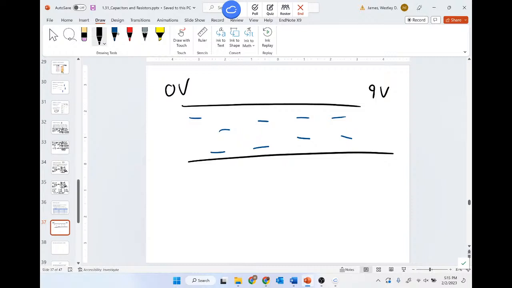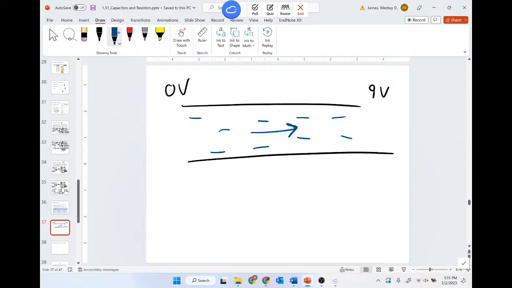All right, if you said towards the 9 volts, you were correct. Electrons, negative charges, will move towards higher potential, which we reviewed was lower energy still. Anyway, they're going to move. They're going to want to move and groove.